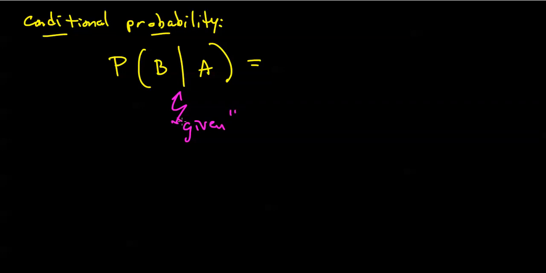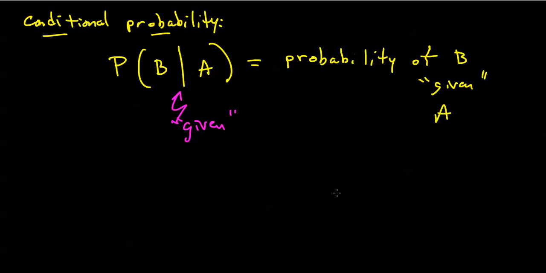So what we're really doing with conditional probabilities is assuming a prior condition has occurred. So this is the probability of B, event B, given event A has already occurred. And we read it just like we see it here, the probability of B given A.